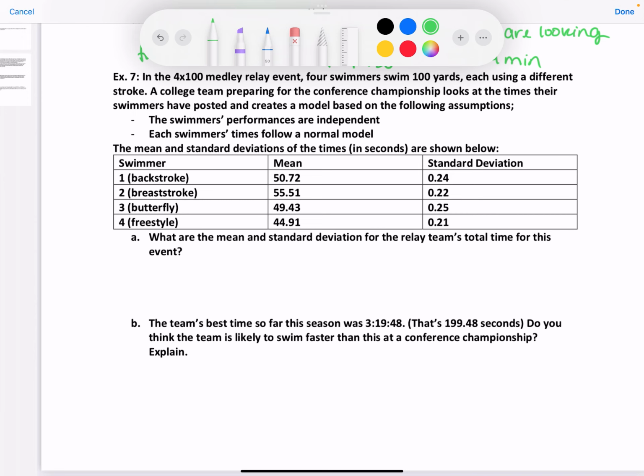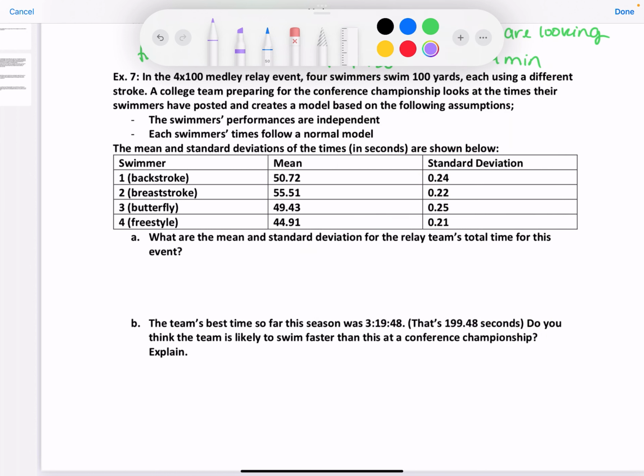In the 4x100 medley relay event, 4 swimmers swim 100 yards, each using a different stroke. A college team preparing for the conference championship looks at the times their swimmers have posted and creates a model based on the following assumptions. The swimmers' performances are independent, and each swimmer's time follows a normal model. The mean and standard deviations of the times in seconds are shown below. What are the mean and standard deviation for the relay team's total time for this event?